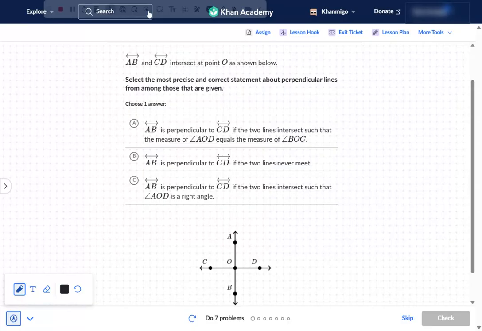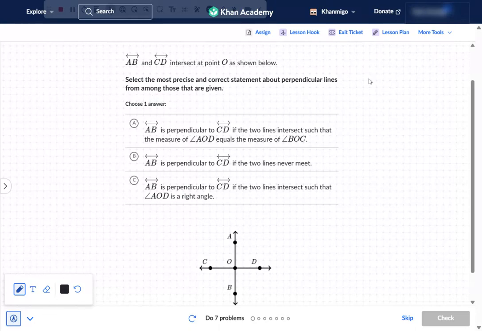They're telling us line, right? We know it's a line because there's arrows in both directions. So line AB and line CD intersect at point O as shown below, okay? Select the most precise and correct statement about perpendicular lines from among those that are given.